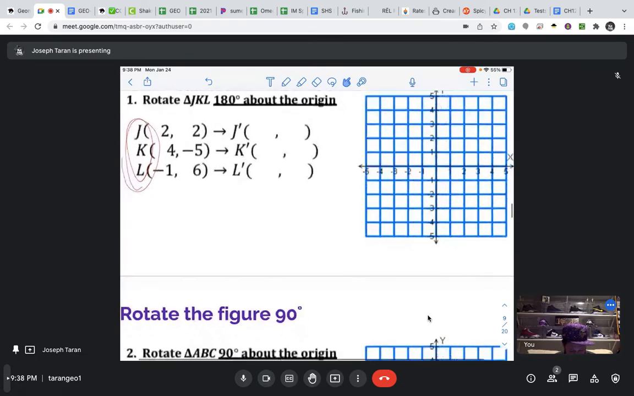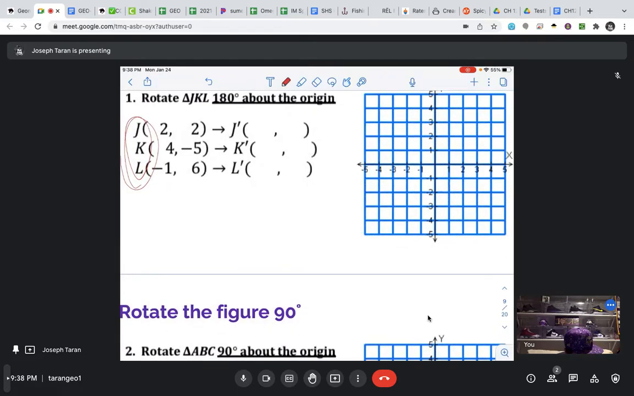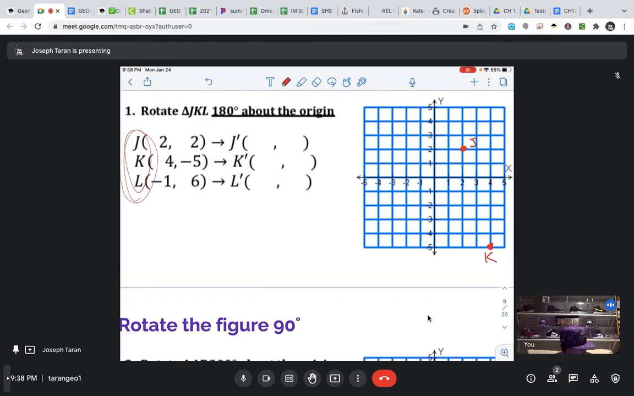let's do this. That looks good right there. So 2 comma 2. So right there is J. K is at 4, -5. So down here, K, 4, -5. And then L will be at -1, 6. Oh, dang, it's going to be a little bit off the graph here, but that will be okay. So maybe about right there will be L. Just above 5, so if we were to just continue that, maybe a 6 is up there somewhere.